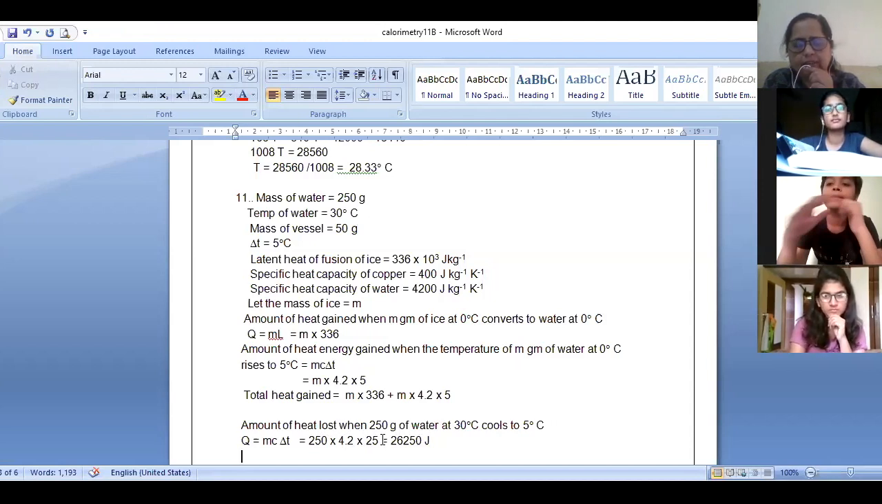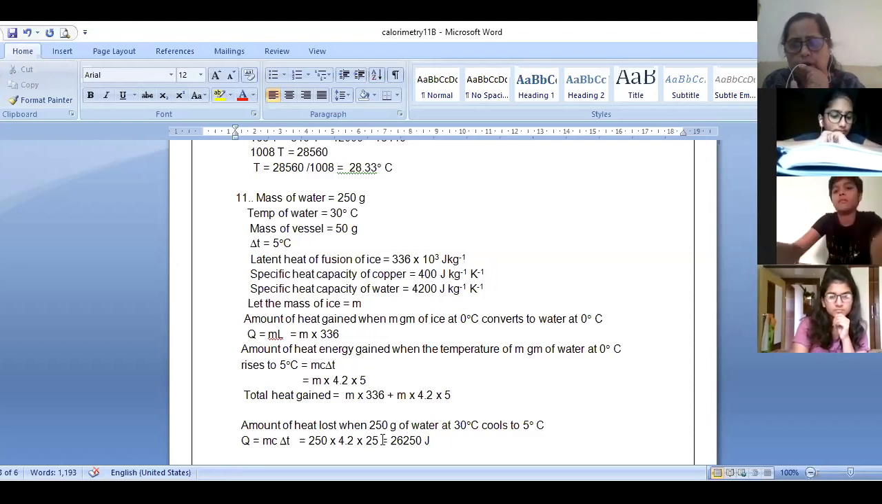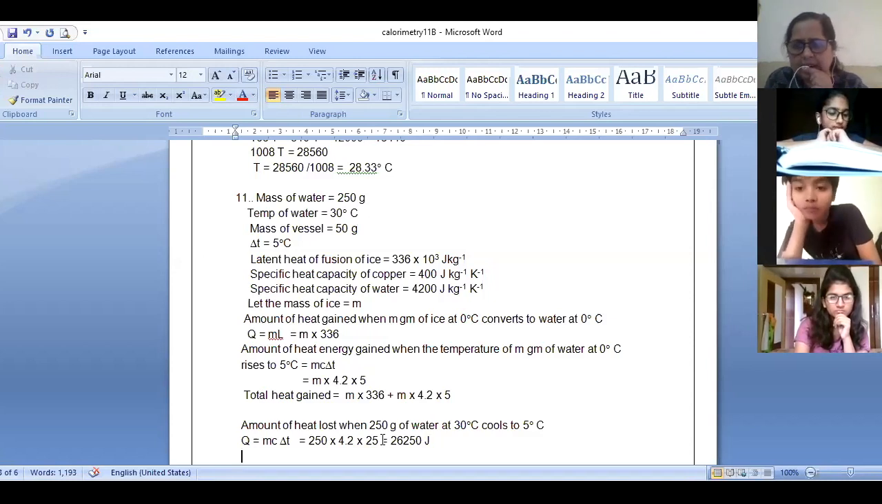So delta T is 25. So you get 26250. But now I have to also add into this heat lost by calorimeter. Why? Because they have given us the specific heat capacity of copper. So I have to take into consideration heat lost by calorimeter. Again, the same thing. Heat lost by calorimeter will be MC delta T.